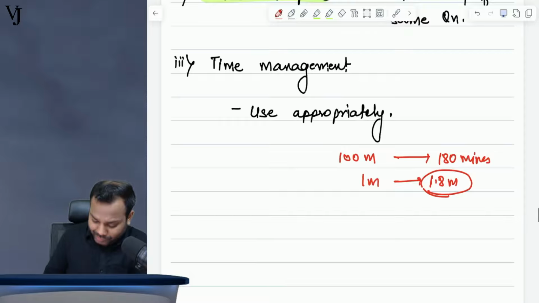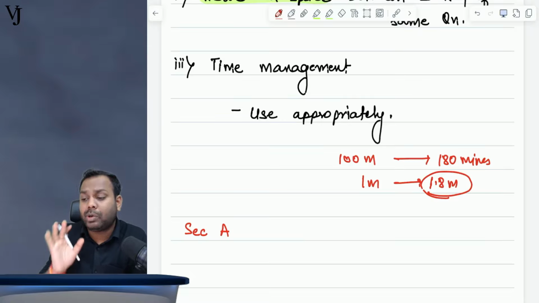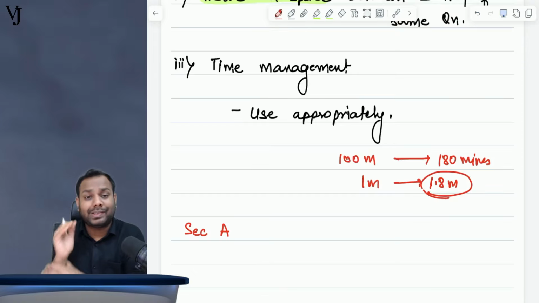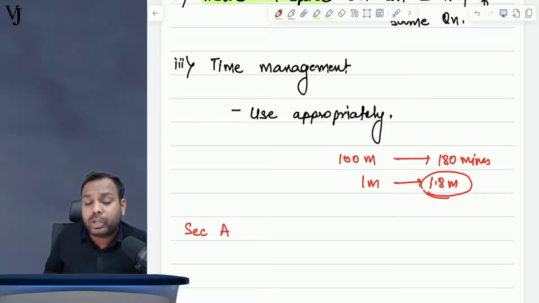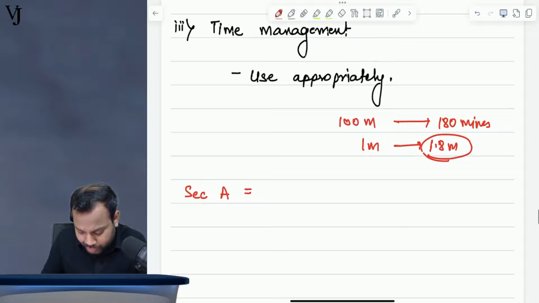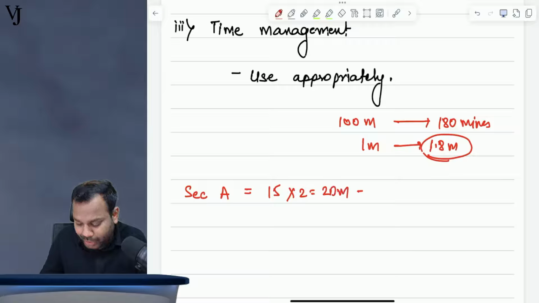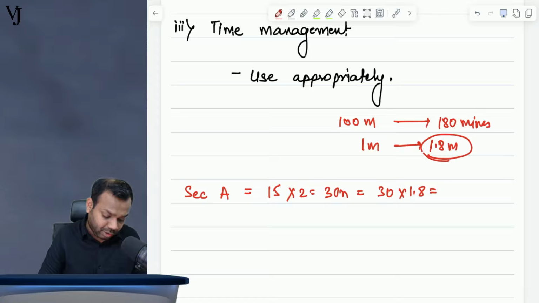Let's suppose section A and section B. Talking about section A first of all, there might be a question which might take 5 minutes, and also there might be a question which might take only 1 minute. So how to do that? In section A, how many questions are there? 15 questions. How many marks? Sorry, not 20, 30 marks. So 30 into 1.8 is how much? Tell me. 54 minutes.